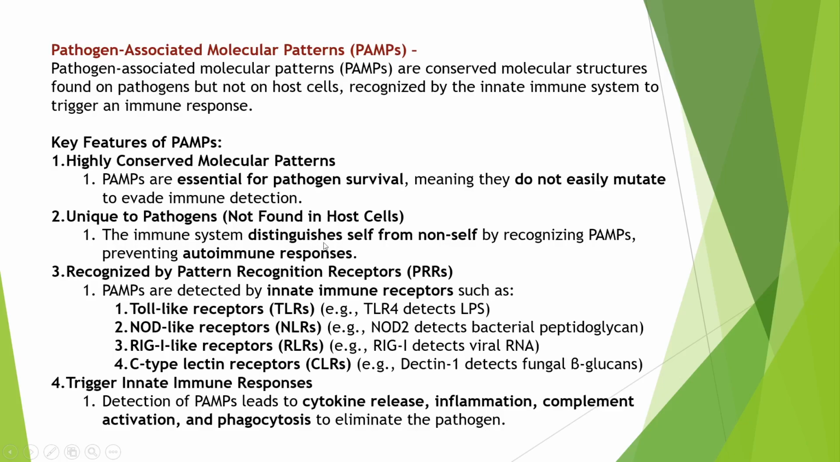Then the immune system distinguishes self from non-self by recognizing the PAMPs, preventing autoimmune diseases, because PAMPs are only present on the pathogens but not in the host cells. Then PAMPs are detected by innate immune receptors such as Toll-like receptors, Nod-like receptors, RIG-I-like receptors, C-type lectin receptors, etc. So this detection of PAMPs leads to cytokine release, inflammation, complement activation, and phagocytosis, eventually to eliminate the pathogen.